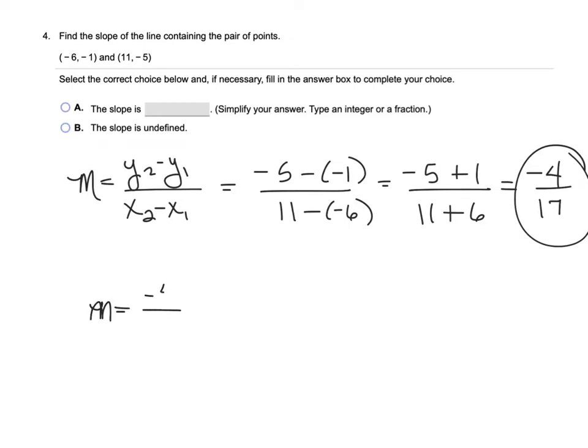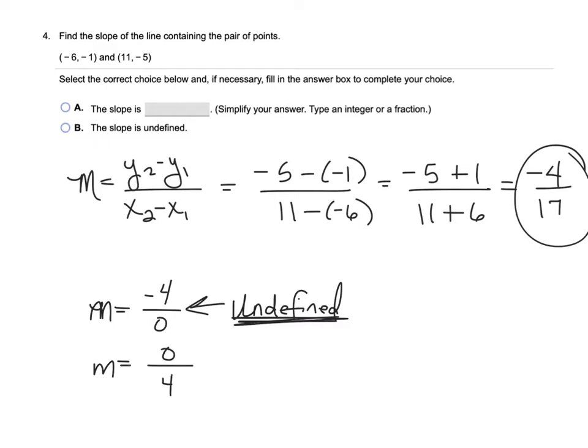where you have like -4 over 0, that is an undefined slope. Undefined. This is actually a vertical line. Okay, do not mistake this and say that it equals 0. It doesn't. If you happen to get 0 in the numerator, this actually equals 0, because 0 over 4 is the number 0. This is a horizontal line.